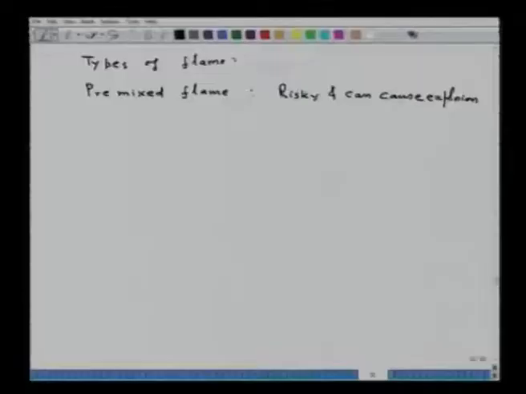Because the required amount of air has already been mixed. So all that is required is ignition, and once the mixture ignites, it will combust and it may lead to explosion also. So once again, in the premixed flame or in the premixed burner, all the air is mixed before the fuel and air mixture is discharged into the furnace. Another type is the diffusion flame.